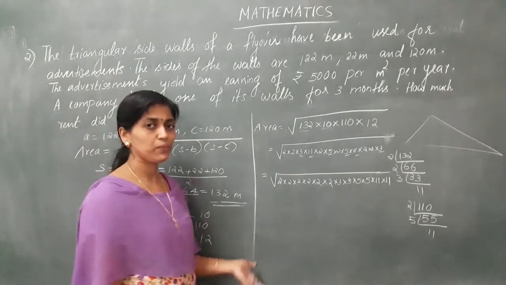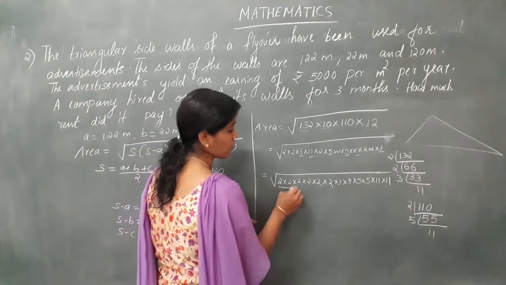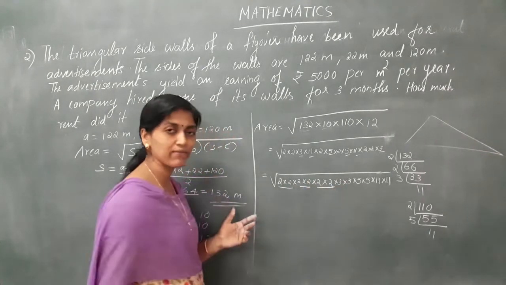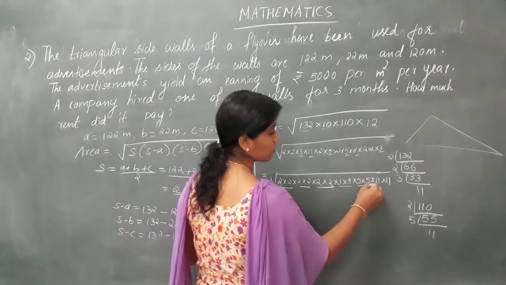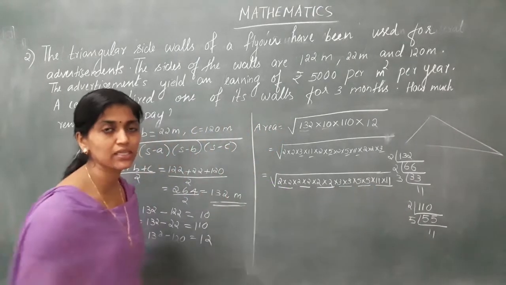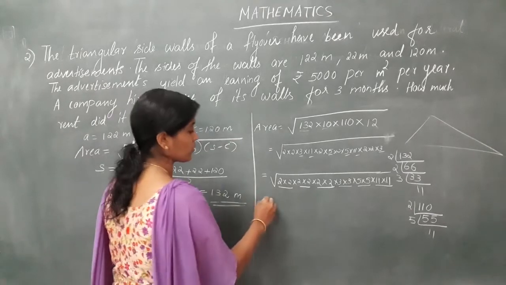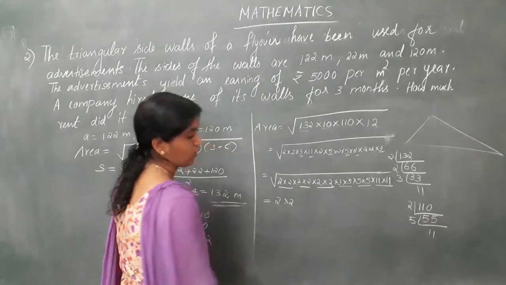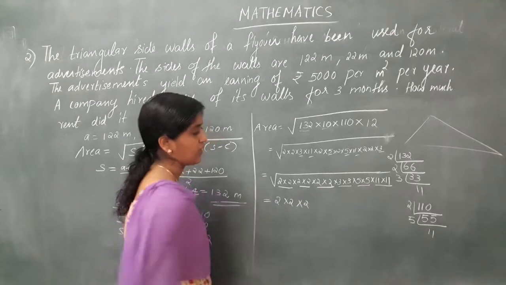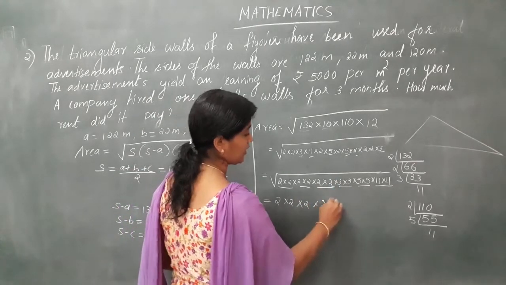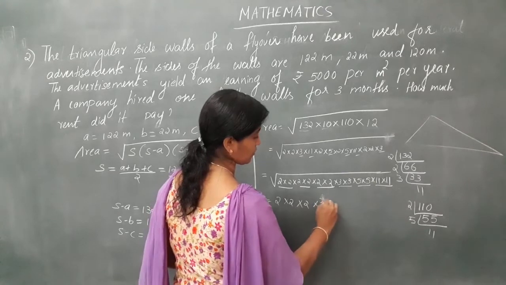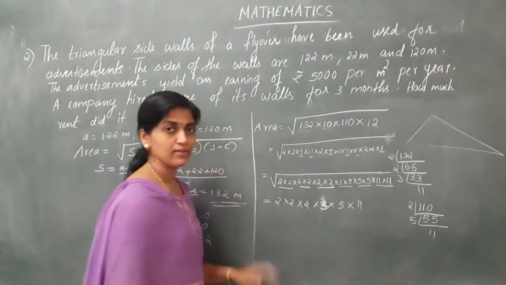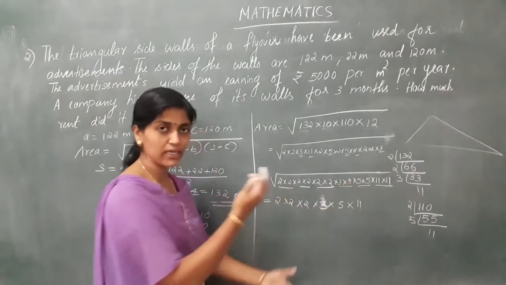Now how to come out of the root? You have to pair each number, isn't it? So 2 is having a pair, again 2 has a pair, here 2 is also having a pair. Now 3 has a pair, 5 also, 11 also has. Which means all the numbers inside the root have pairs, so we can come out of the root. So from one pair I take 2. Next pair I take again 2. Next 3 into 3, then into 5, then into 11. Clear?